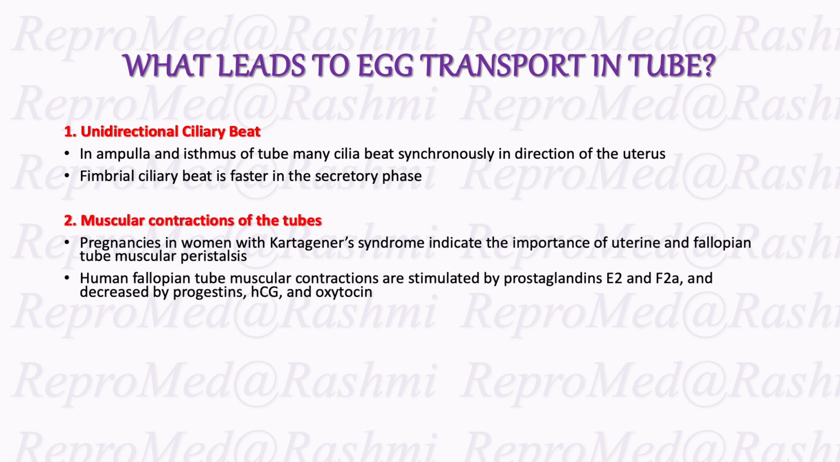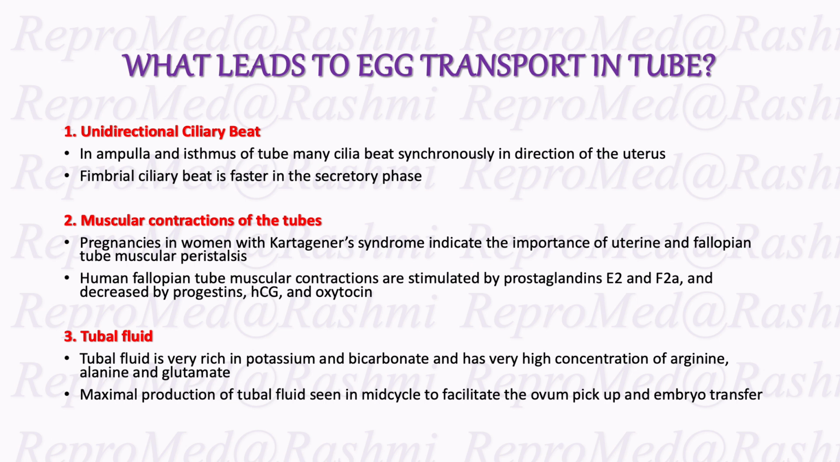The second factor involved in transport of the oocyte in the fallopian tube is muscular contractions of the tube. Pregnancies in women with Kartagener syndrome indicate the importance of uterine and fallopian tube muscular peristalsis. Human fallopian tube muscular contractions are stimulated by prostaglandins E2 and F2 alpha and decreased by progestins, HCG and oxytocin.